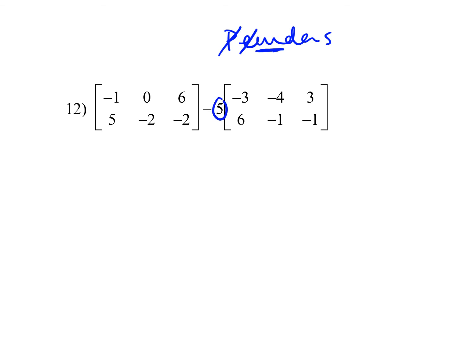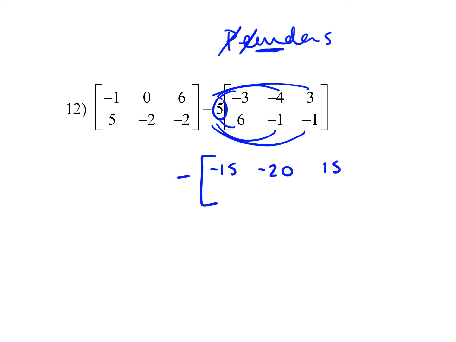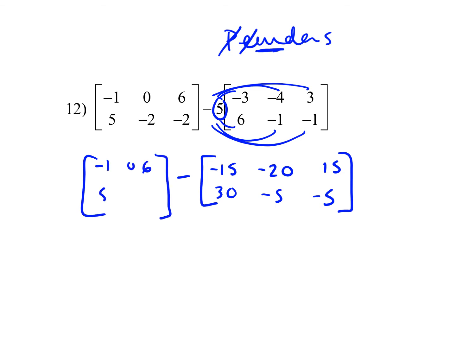So I'm going to multiply 5 times everything here. Why do you do that side first? Because it's multiplication. So you have to multiply before you subtract them. So this would be 5 times negative 3 is negative 15. 5 times negative 4. 5 times 3. 5 times 6. And 5 times negative 1. Alright, and then I'm just going to rewrite the first one and subtract them. So negative 1, 0, 6, 5. Negative 2, negative. Awesome. So let's subtract.